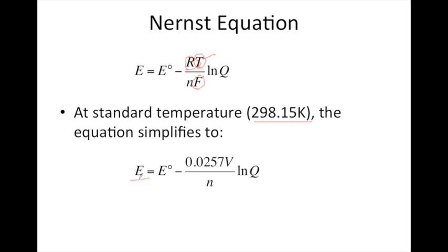The cell potential is equal to the standard cell potential minus 0.0257 volts divided by the number of moles of electrons, natural log of Q. And again, this number here, the 0.0257, came from multiplying R and T and dividing by F. So you can plug that in and confirm that that is the case. And our units here would be in volts.